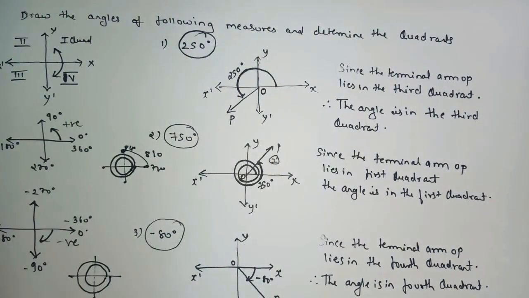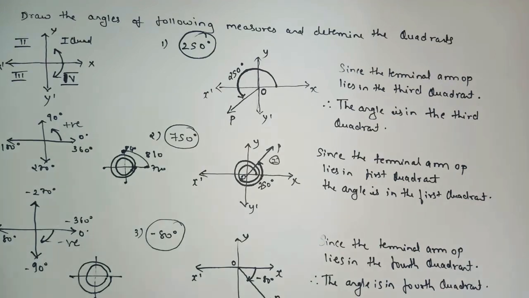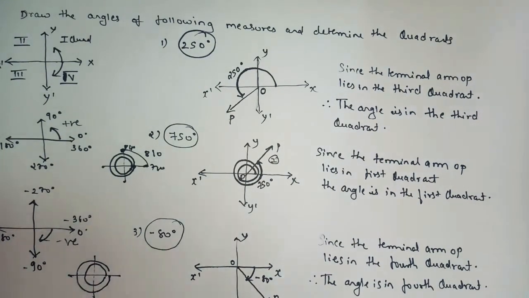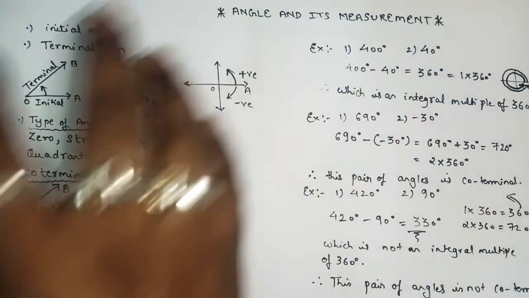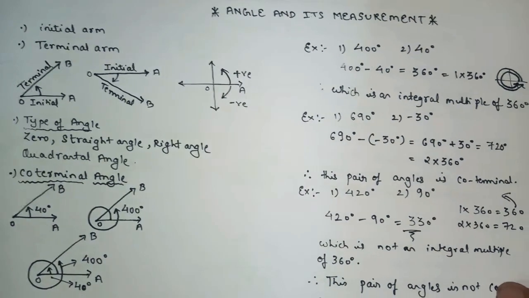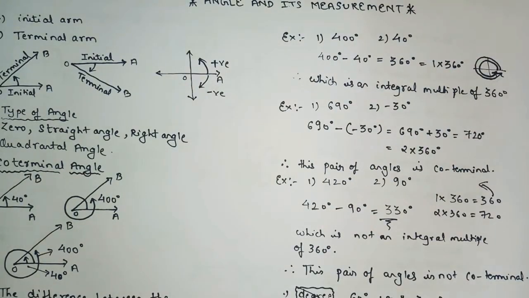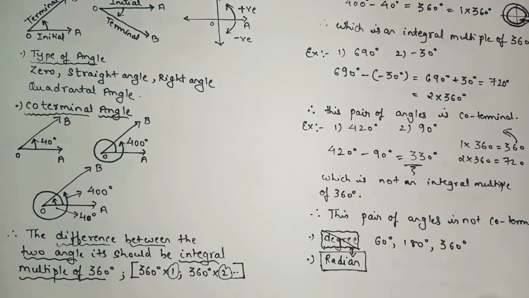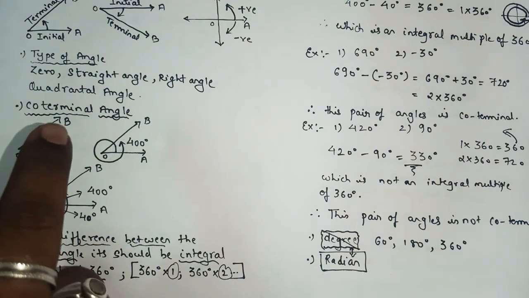So that's the end of the concept. We can say how to draw the angles of the following measure and determine the quadrant. As now we have solved 2, 3 examples here, and there are many more sums in the exercise. If you want, you can try by yourself. So till now we have completed the concept based on initial arm, terminal arm, the types of angle, what is the exact definition of coterminal angle. Then we saw some basic definitions, and even we saw the definition of coterminal.